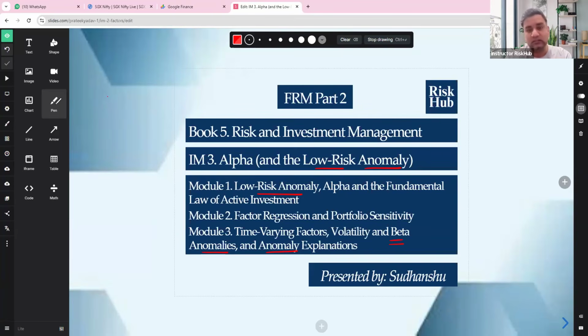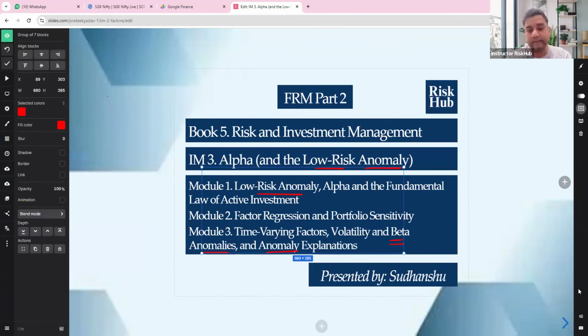So this is not just an investment topic. For a risk manager, the low risk anomaly raises a very key issue: are we measuring risk correctly if high risk assets do not reliably earn high return? This question is central to modern risk management. So that is what we need to understand here. Let's get started, guys. I think a very interesting chapter is coming your way.